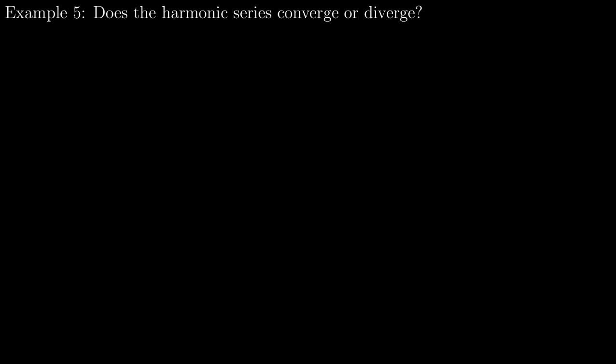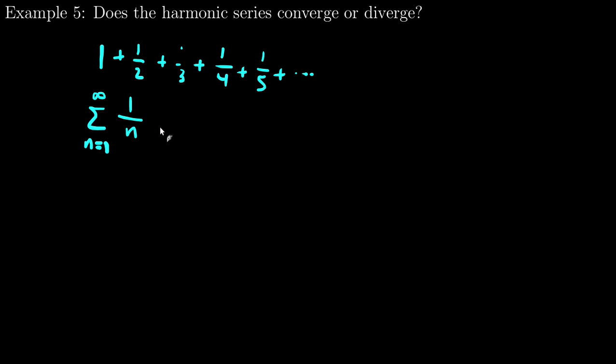Okay, so what about the harmonic series? The harmonic series, for those that don't know, is 1 plus 1/2 plus 1/3 plus 1/4 plus 1/5 plus... So this is the sum as n goes from 1 to infinity of 1 over n. And based on the rule we just saw, p equals 1, so the harmonic series diverges right off the bat.